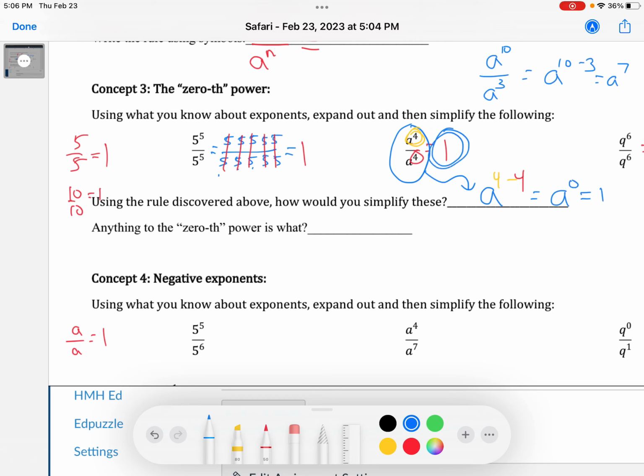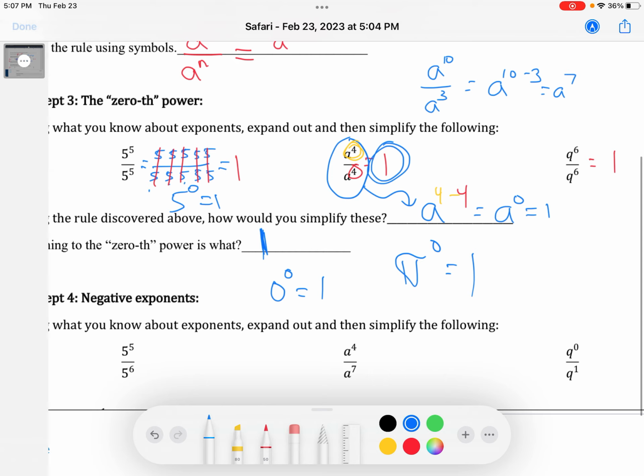Okay, so that's the rule. Pi to the 0th, 1. In fact, 0 to the 0th is also 1, which is kind of nifty. Okay, so now let's talk about negative exponents.